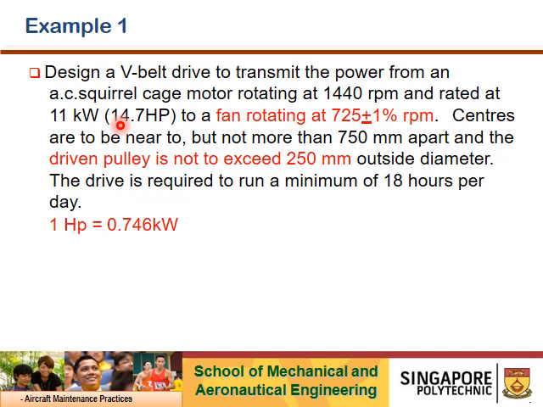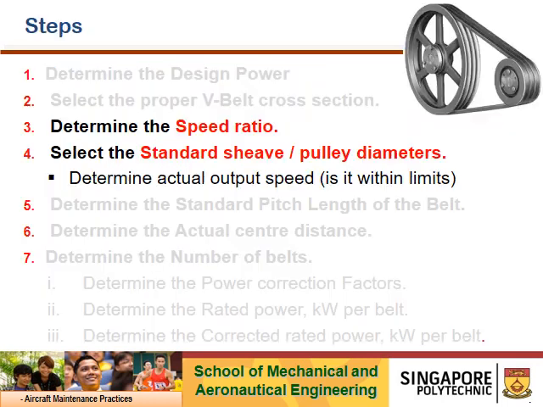Do take note that the 14.75, the design power, will be used. We have done the design power. We have selected the B belt section. In this case it is a B section.